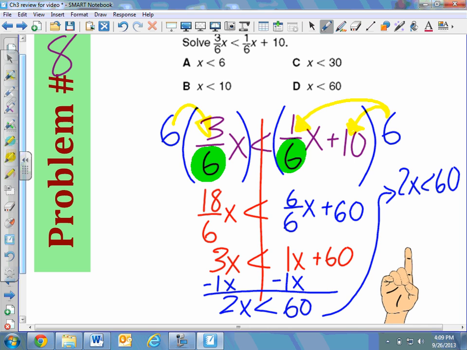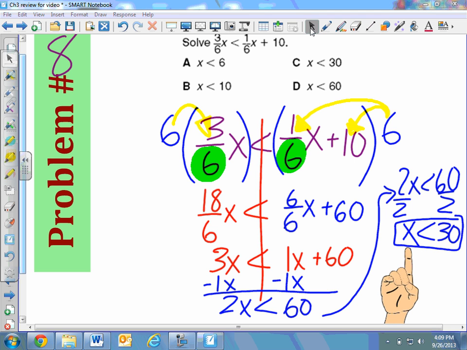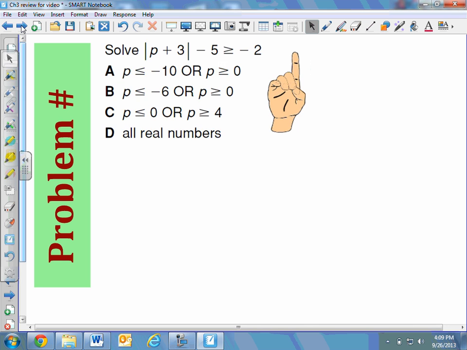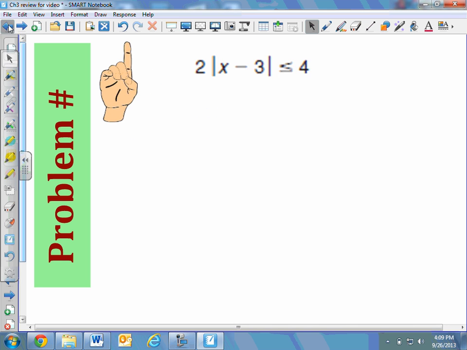Okay, next step, divide by 2. You guys should know this. X is less than 30. Done. Okay? Okay, that's number 8. Oh, I skipped over one, didn't I? Number 9.